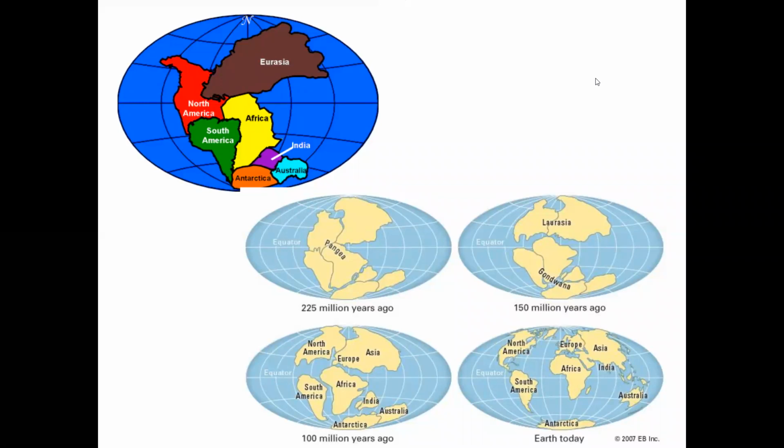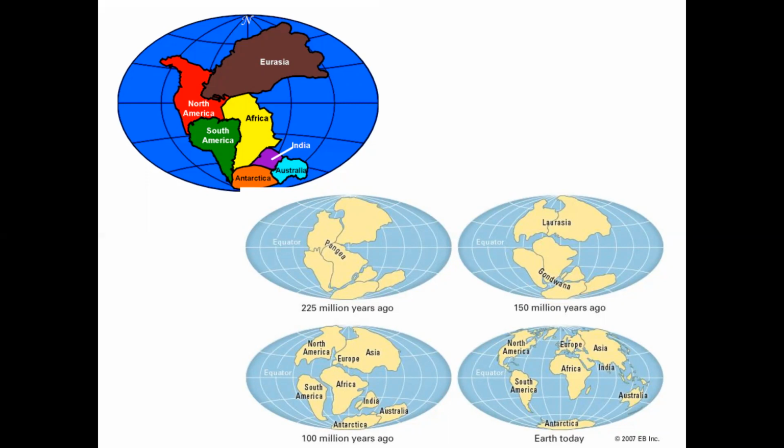So taking a look at this, on the left side, this diagram shows Pangea. Do you see how the continents are touching each other? 225 million years ago. Then we move on to the right. 150 million years ago. Then we form into two pieces, two supercontinents, Laurasia, I think that says, and Gondwana. That's what they named those two continents.